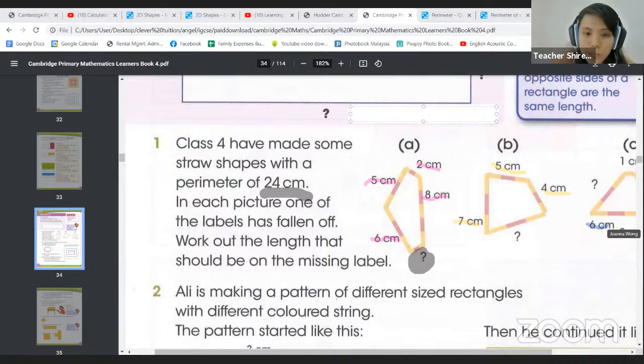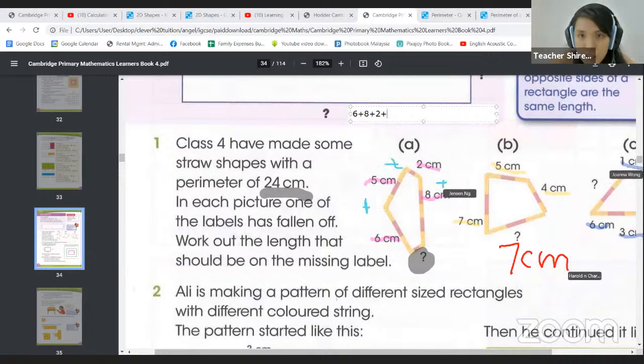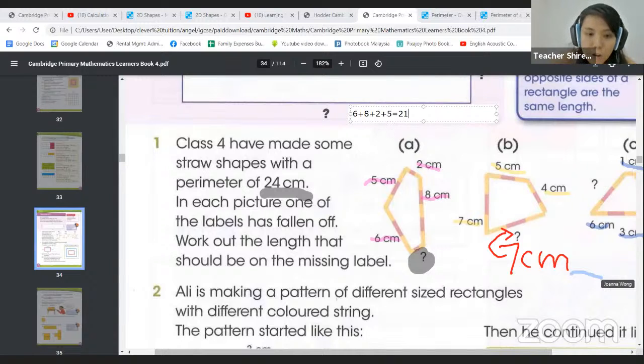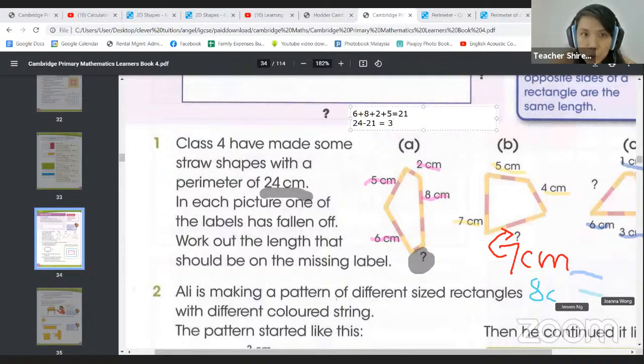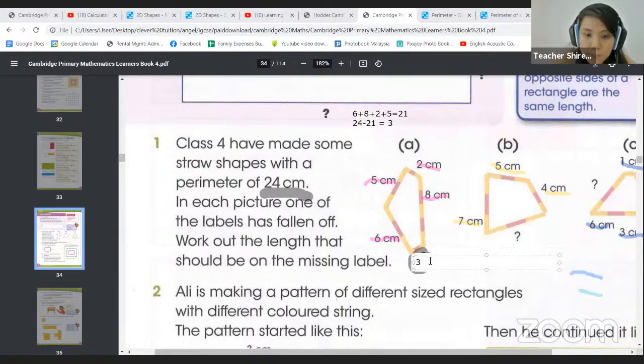There are 2 ways you can do it. One way, you just add everything else, which is 6 plus 8, 14, 14 plus 2, 16 plus 5, then you get 21. But you need everything to be 24. So then you take 24 minus 21. You get the answer 3, not 2. So the answer is 3. But make sure you remember, you must write the unit cm, or everything you do will be wrong.